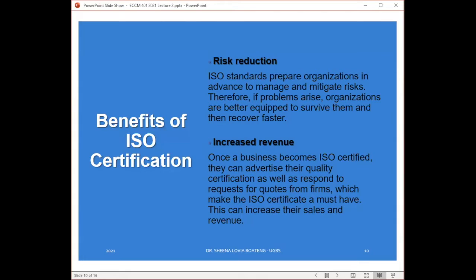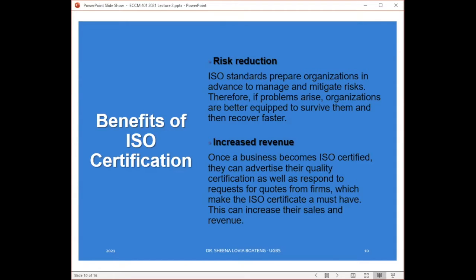And even if the risk comes up and you are not able to stop it, based on the fact that you have met the international requirements, you know what to do to be able to survive the effects of those risks, as well as recover faster from the outcomes of it.